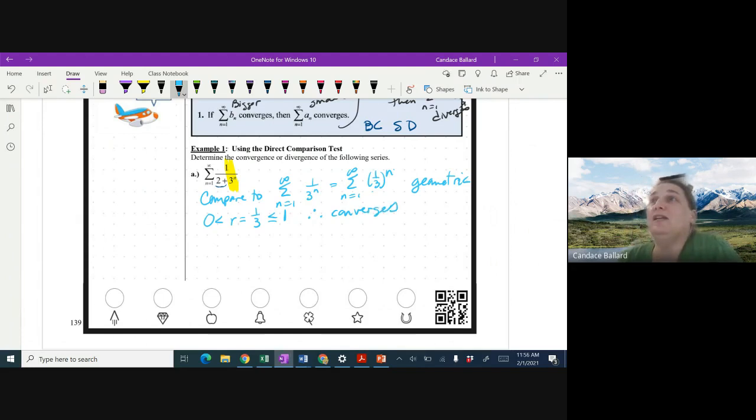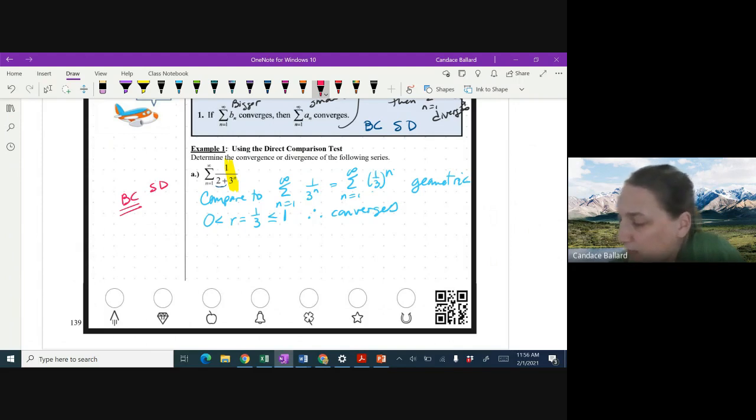Now I have to make an understanding of whether I have the bigger series or the smaller series. Because we're looking, and we want to look at BCSD, right? Because I just converged, we're going to hope we have the bigger series. Okay, if not, it's an inconclusive test.